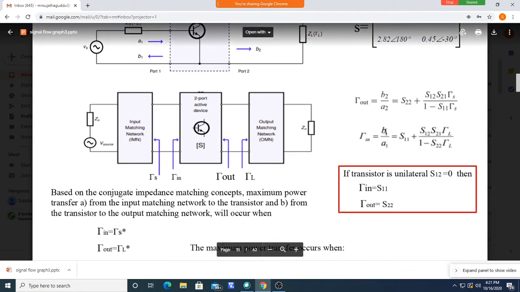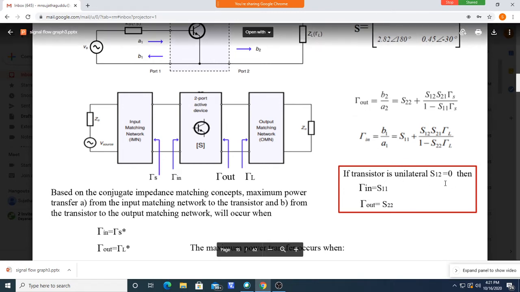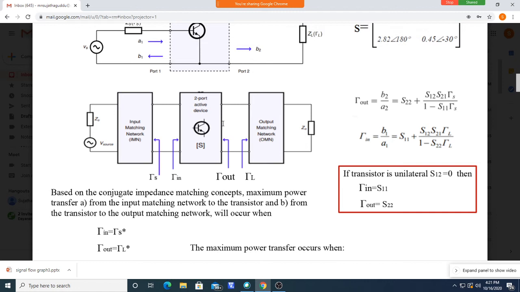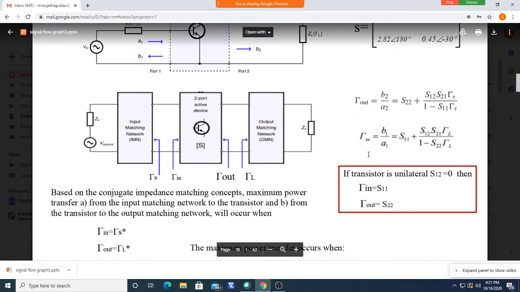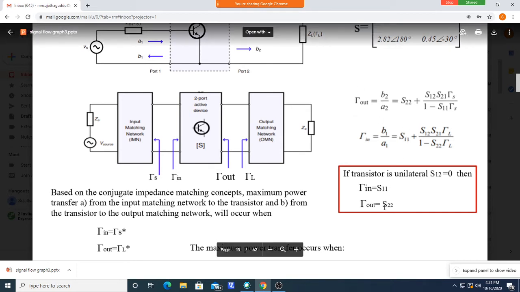Now the values tau out and tau in, for a unilateral case, that means S12 equal to 0, which means this network doesn't allow the signal from 2 to 1. For such a case, the reflection coefficient in is only equal to S11. Similarly, tau out is equal to only S22. We can substitute S12 is 0 here, which means this whole term becomes 0. So tau out is S22. Similarly, if you put S12 as 0 here, this becomes S11. This is called a unilateral case.